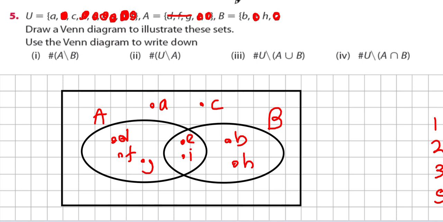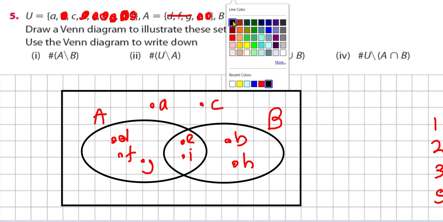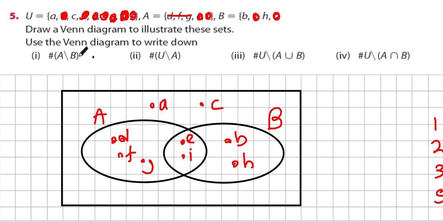Now here's what we're going to do. Hashtag A less B. How many items are in A but not in B? How many? 3. Next one. How many items are in U but not in A? 1, 2, 3, 4. 4 of them are in the box but not in the circle A.